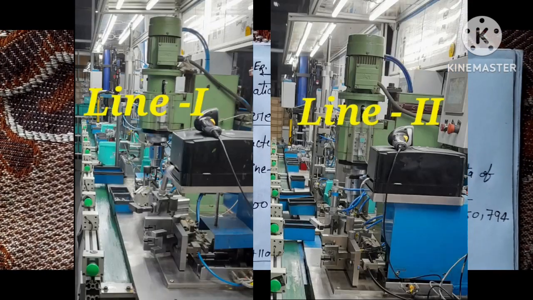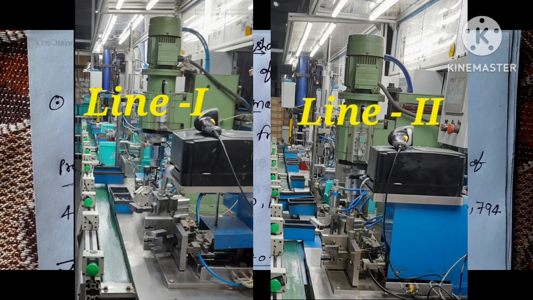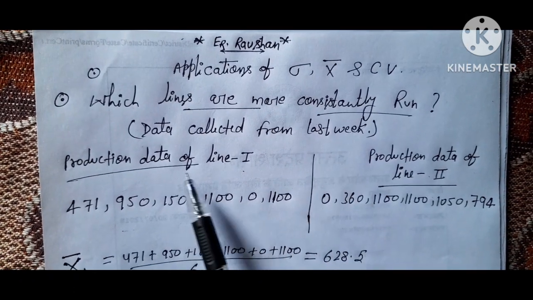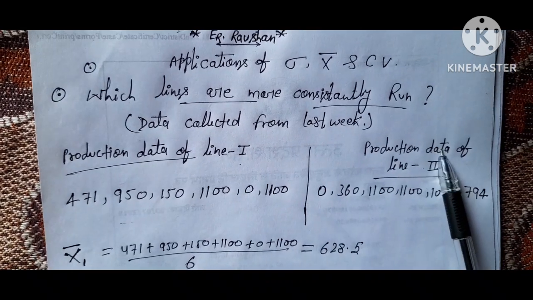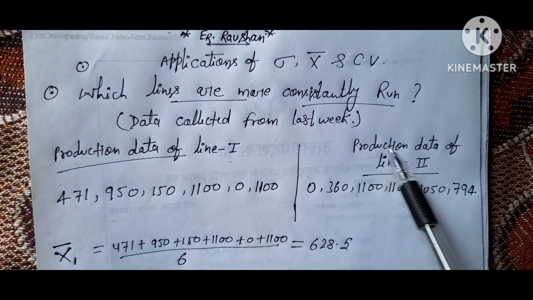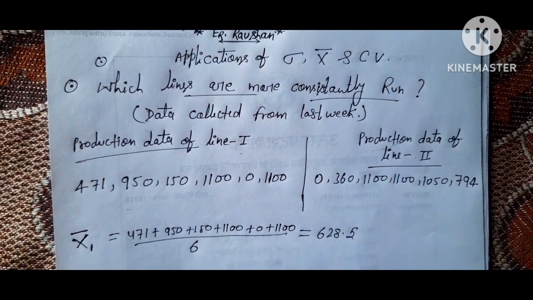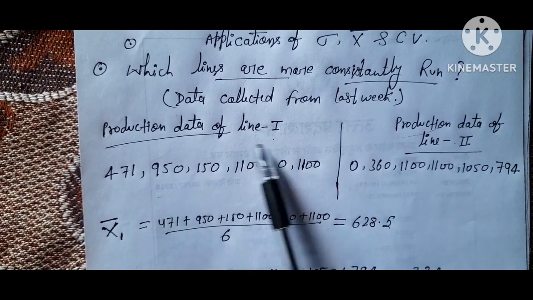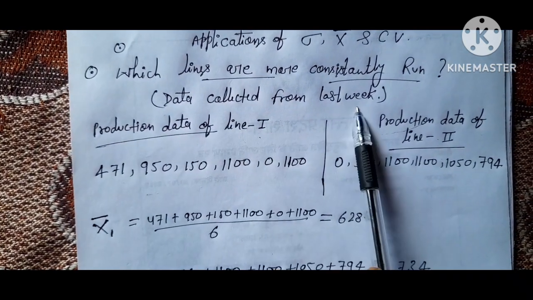Now we are talking about a real-life practical application in manufacturing industries. Here we have line 1 and line 2. There are two lines and we compare which one is more consistent in production. So this is production data, collected from the last week.